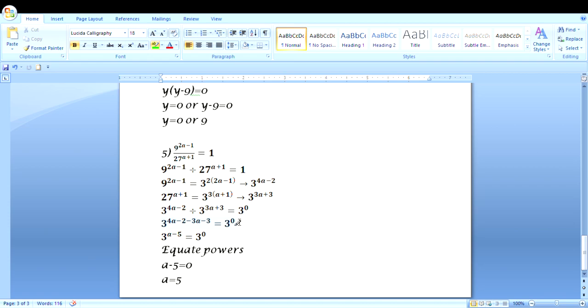So here 4 alpha minus 3 alpha is equal to alpha, minus 2 minus 3 equals minus 5. So here we have 3 raised to power alpha minus 5 is equal to 3 raised to power 0. Now equate powers. Here alpha minus 5 is equal to 0. Here to obtain alpha, we just move minus 5 to the right hand side, and the sign changes to positive. So alpha is equal to 5.